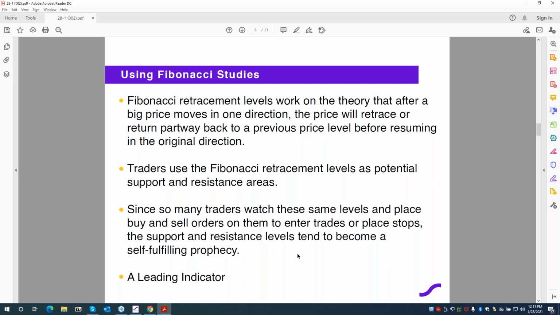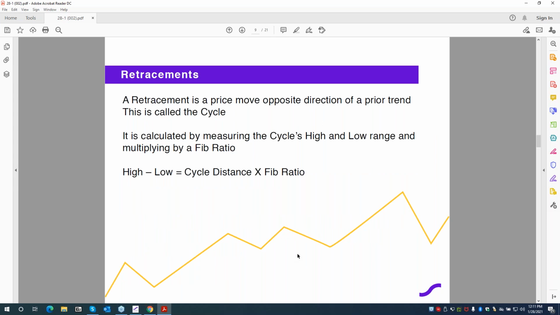So we'll move on to the next slide really fast. I know that these slides are a bit not what we expected, but we'll get through some charts as well, guys. Just bear with me. It's just to cover some of the theory behind the Fibonacci retracement levels.